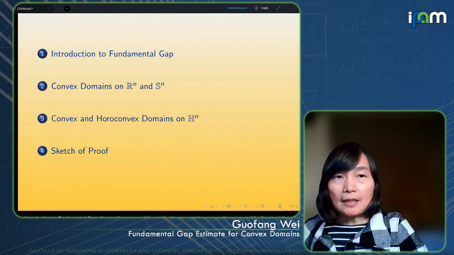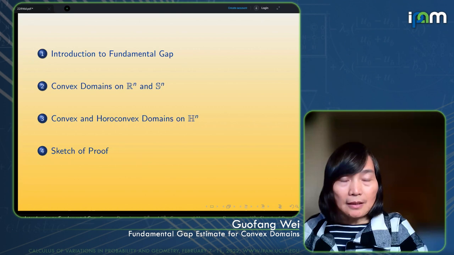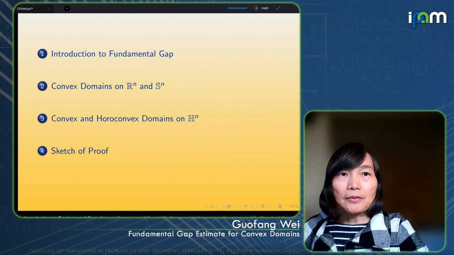Okay, so the quick plan is to give an introduction to the fundamental gap. Then we first talk about convex domains in the Euclidean and the sphere case. Then we talk about the story in the hyperbolic case for convex and horoconvex domains. Then maybe just the idea of the proof. Okay.